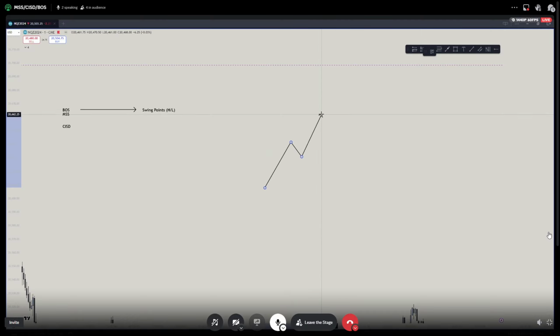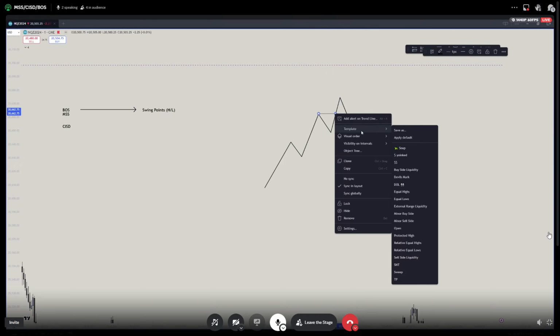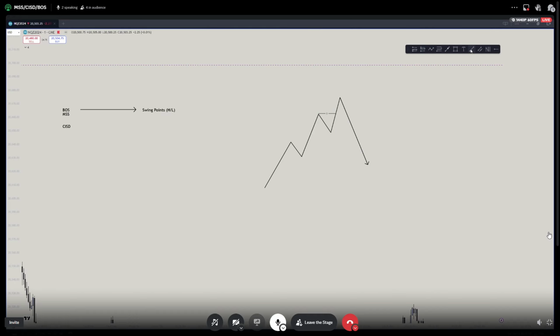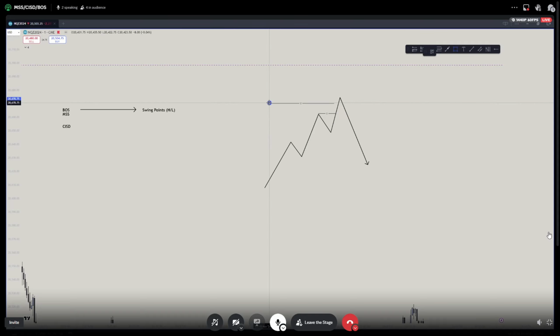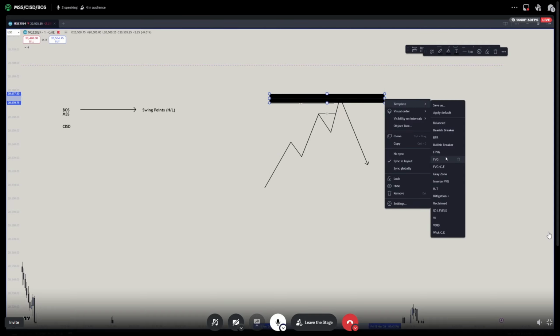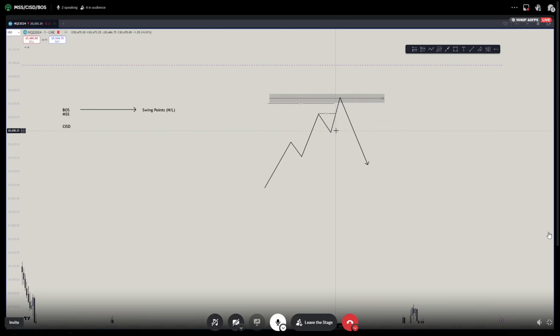So the first one would be something like this, where you have a sweep in liquidity above this high here, and preferably another high here, possibly coming into a higher time frame or same time frame fair value gap or something similar to that. Once that happens, you look for the most recent swing low that was created to take this high here.